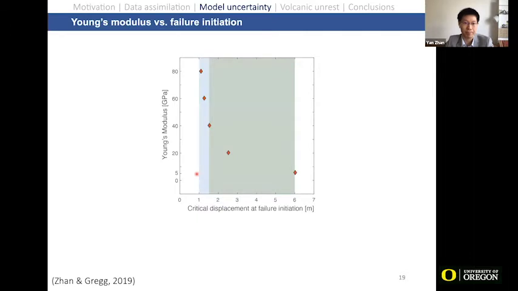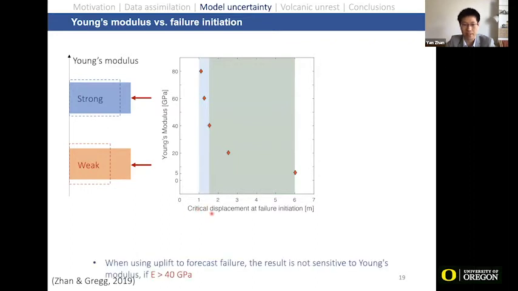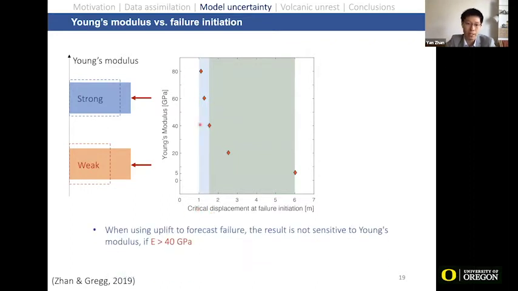To study in detail the relationship between the weakness and this critical displacement at failing, we plotted the Young's modulus, which describes how strong the rock is, against this critical displacement at failing initiation. We can find that for low Young's modulus, a little change of the Young's modulus will create a huge difference in our predicted critical displacement. However, for high Young's modulus, the result is not sensitive to Young's modulus anymore.